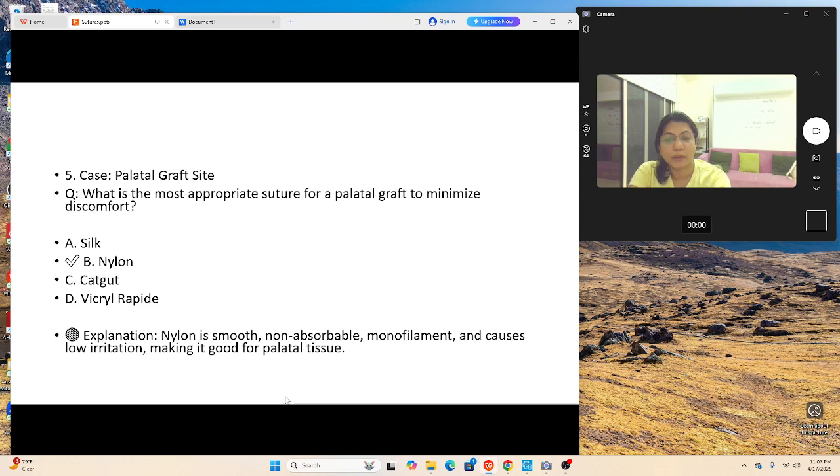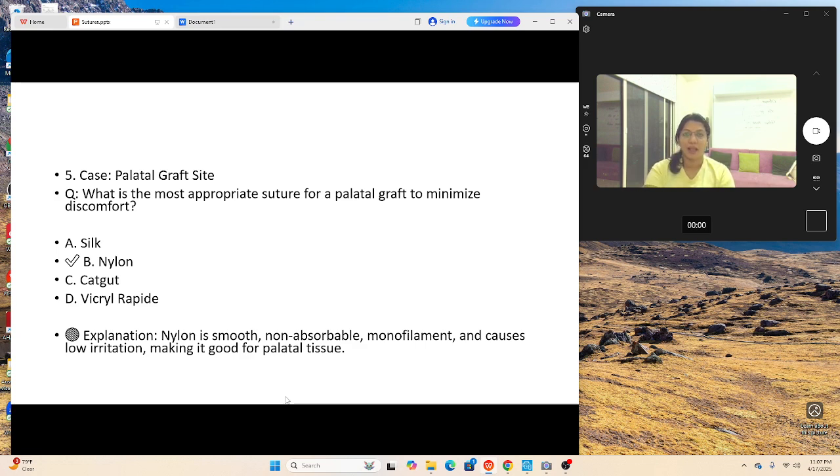What is the most appropriate suture for a palatal graft to minimize discomfort? Silk, nylon, catgut, Vicryl. Most appropriate. The adjective, you know. I keep saying in all my videos that whenever such an adjective comes, it means that all the options are correct. You just have to choose the most appropriate. It's like you having 10 friends, and then I ask you who is your best friend among the list of the 10 friends. Though all the 10 are your friends, you're going to choose just one, two, three, whatever, who are your best friends.